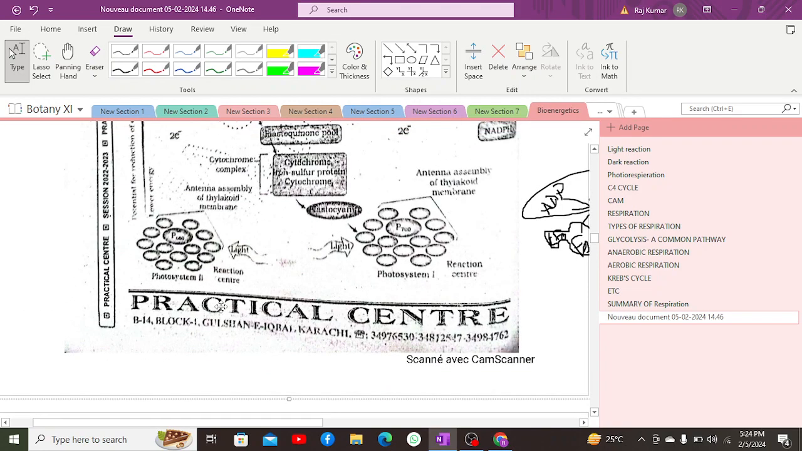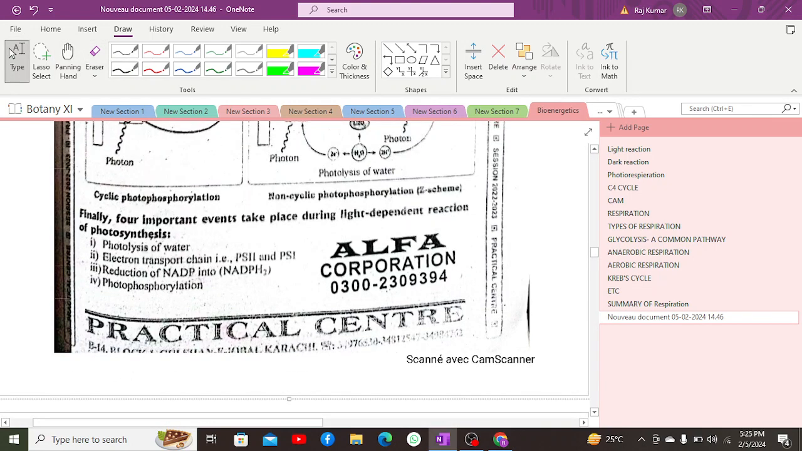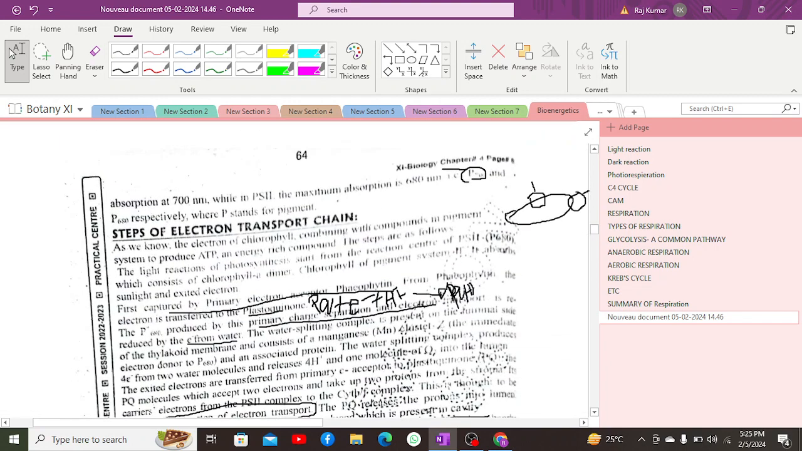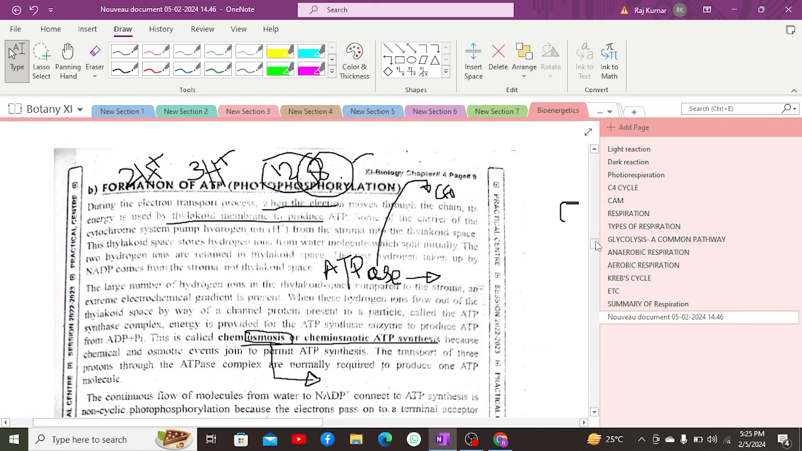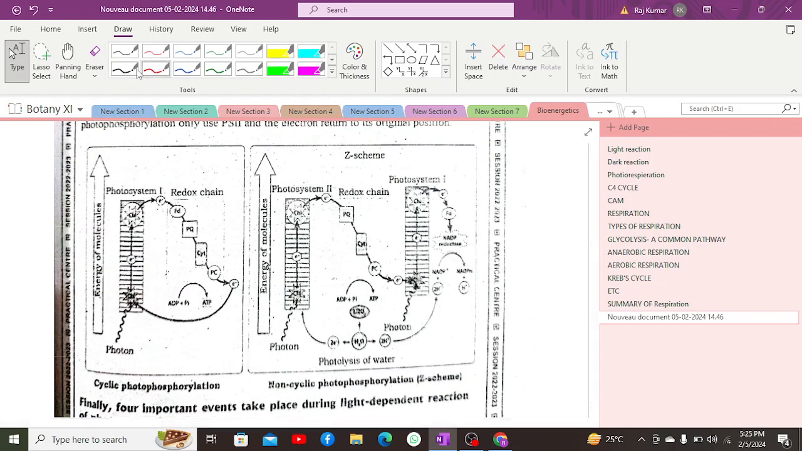Now when it comes to the second part, the light independent reaction, before that there's a simple topic which I would like to highlight, which is cyclic photophosphorylation. As you can see, this is the photophosphorylation occurring, and there is also cyclic photophosphorylation. Cyclic photophosphorylation is simple. It is the process in which there's no photolysis occurring, no oxygen formation, and no NADPH formation. There's simply the formation of ATP, and only one photosystem is involved, photosystem 1.